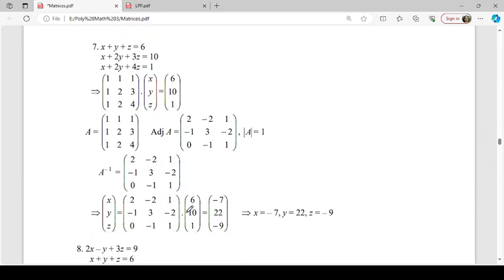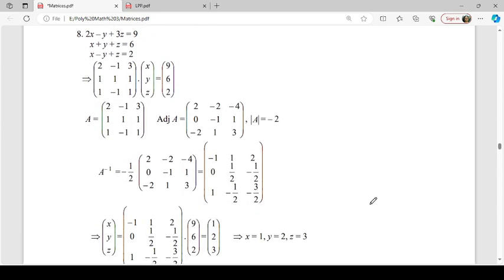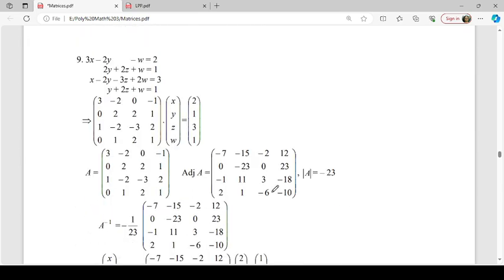So this is another worked out example. This is a way to solve this type of equations. This one is another example. Here it is fourth order. We are taking fourth order. So it is x, y, z, w. For fourth order we find the adjoint like this.